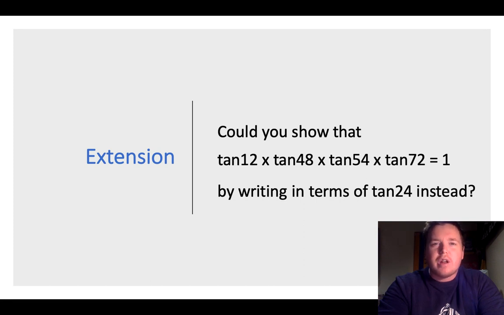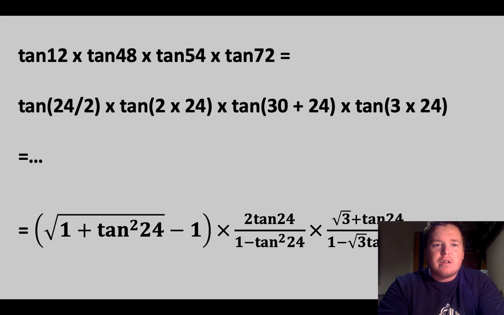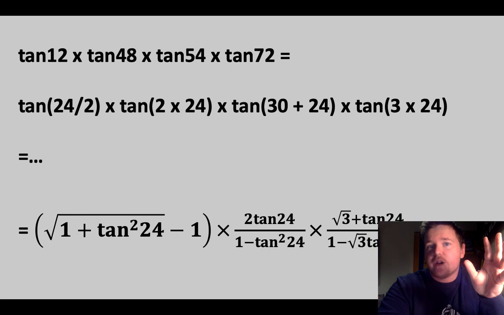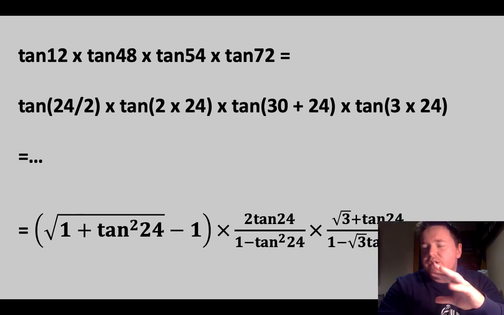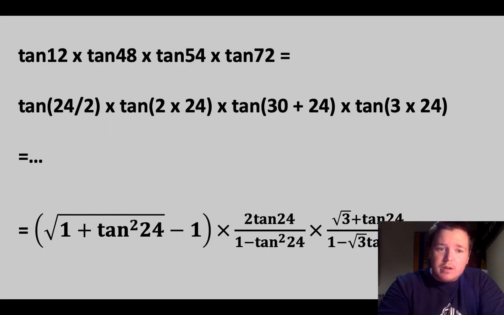And this is what I tried, and I abandoned it. I thought, okay, well, 12 is half of 24, 48 is double 24, 54 is 30 plus 24, and that's okay because we know the 30 degree angle. Tan of 30 is a nice number, and 72 is 3 times 24, which is okay. It's a triple angle, but we've now seen how to work with that. I got it all the way down to this bottom expression, which actually equals 1. I've checked on the calculator, so there's no errors, but I can't prove that that equals 1.